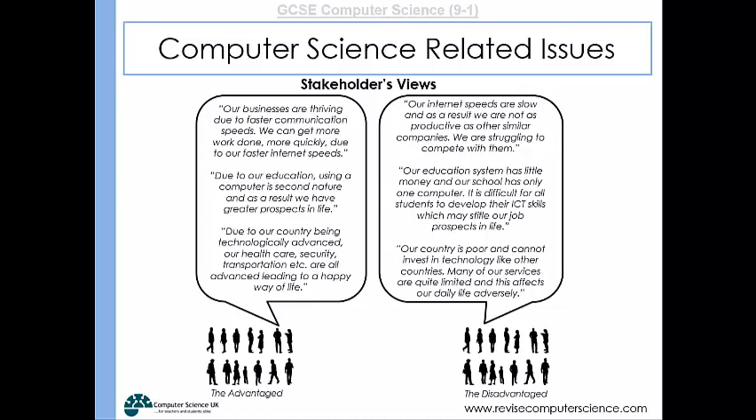The disadvantaged may have a different view. Our internet speeds are slow, and as a result, we are not as productive as other similar companies. We are struggling to compete with them. Our education system has little money, or our school has only one computer. It's difficult for all students to develop their ICT skills, which may stifle our job prospects in life. Our country is poor and cannot invest in technology like other countries. Many of our services are quite limited, and this affects our daily life adversely.